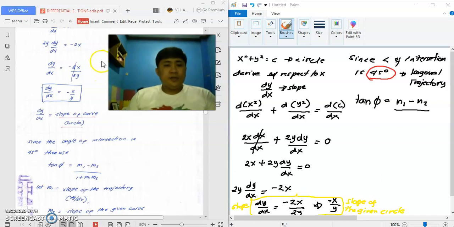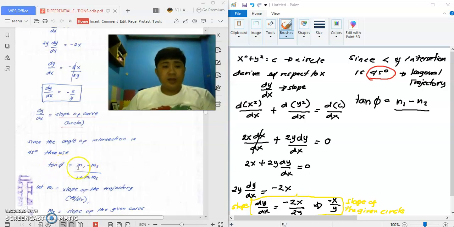Okay, so here, let's try. So since we identified that the angle of intersection is not equal to 90 degrees, then the trajectory is isogonal. So we already know that it is 45 degrees. So we will be using this solution for the slope.